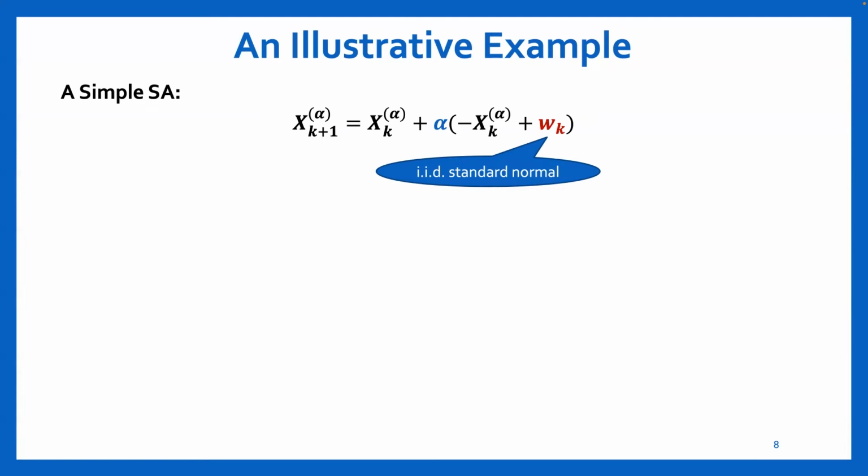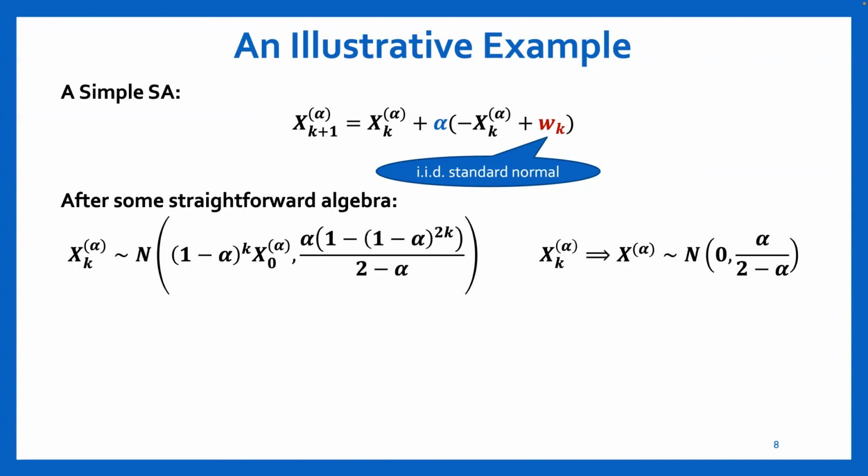If my objective function is 1/2 norm square of x, then if we do a stochastic gradient descent, this is the algorithm. Since my noise is assumed to be IID normal, and my xk is just a linear combination of IID standard normal random variables, it's very easy to compute all the distributions we want. After some straightforward algebra, we have the following result. xk of alpha itself is a Gaussian distribution with the mean and variance presented here.